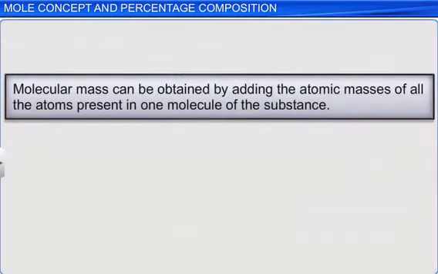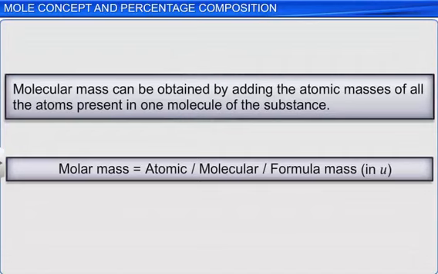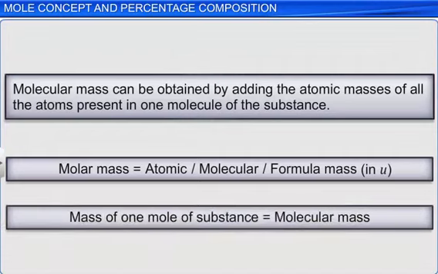We've learnt that molecular mass of a substance can be obtained by adding the atomic masses of all the atoms present in one molecule of the substance, and the molar mass is numerically equivalent to the atomic or molecular or formula mass in U. Thus, we can conclude that the mass of 1 mole of any substance is equal to its molecular mass.